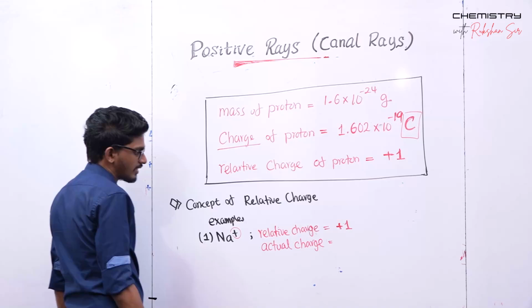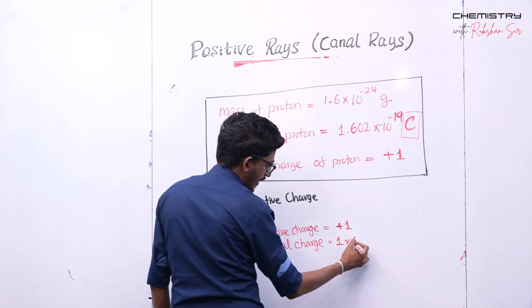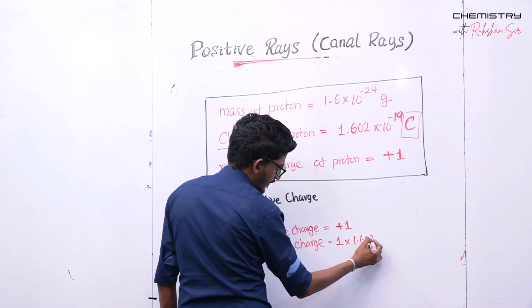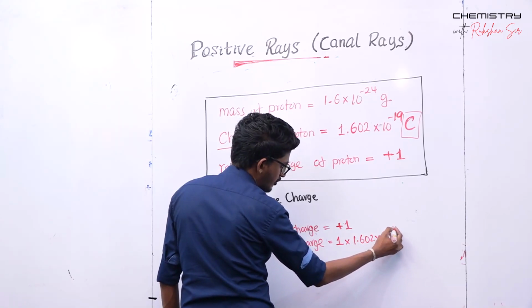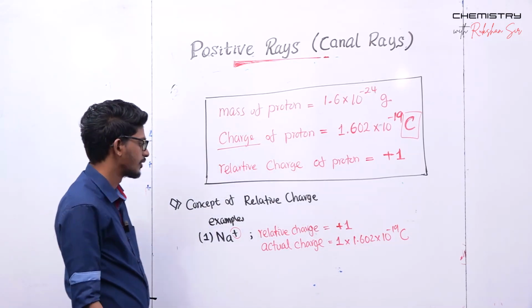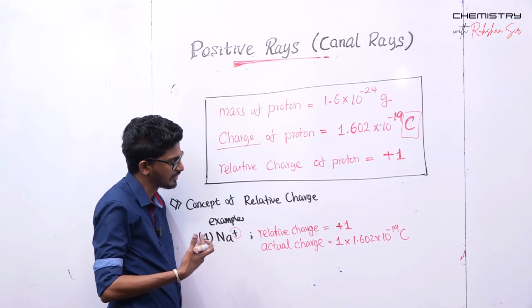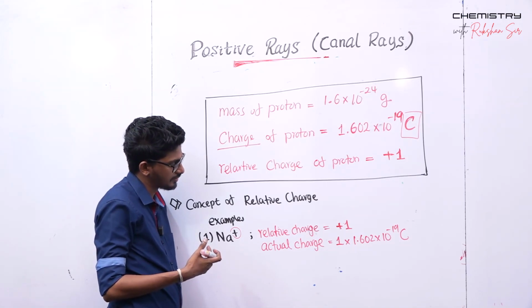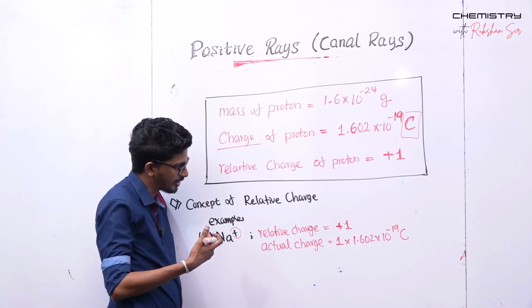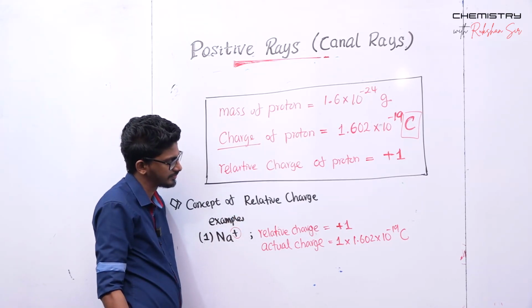Actual charge is actually 1 into that smallest charge unit. Relative charge here means 1. That means the actual charge is 1 into the smallest charge unit.